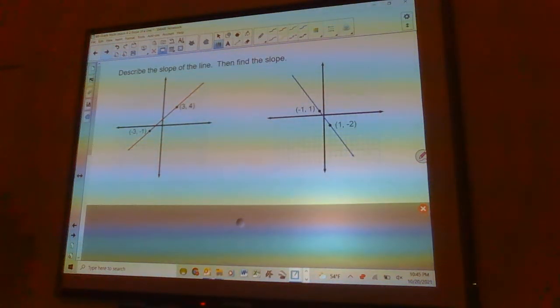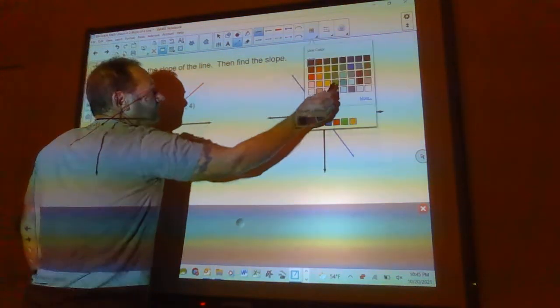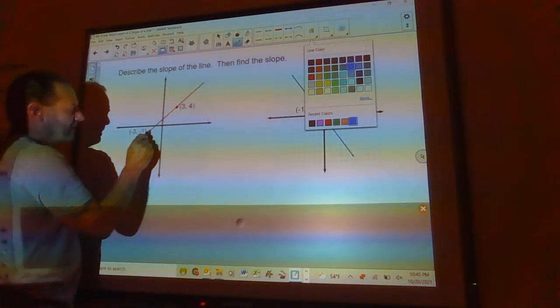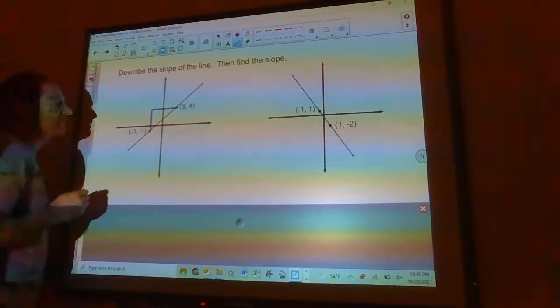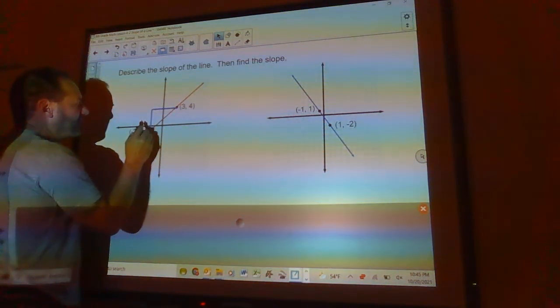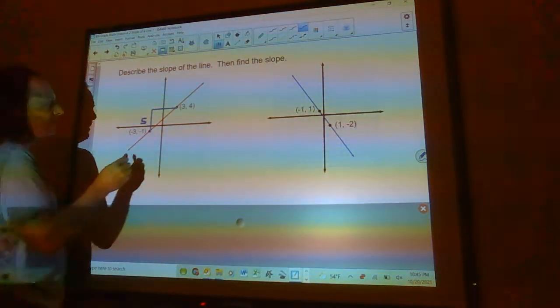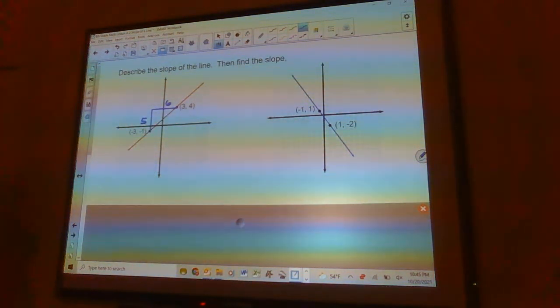Okay, so here we're going to describe the slope of the line and then find the slope. If I was going to describe this, here's what I would do: I have 2 points here. I would find a point on the line and I would make a slope triangle. This goes up 1, 2, 3, 4, 5. So it has a rise of 5. And it's got a run of 1, 2, 3, 4, 5, 6. This is 6. So it rises 5 and runs 6 to the right.